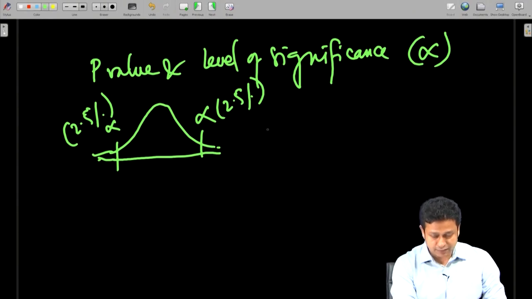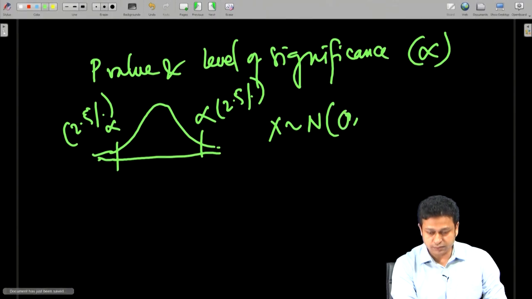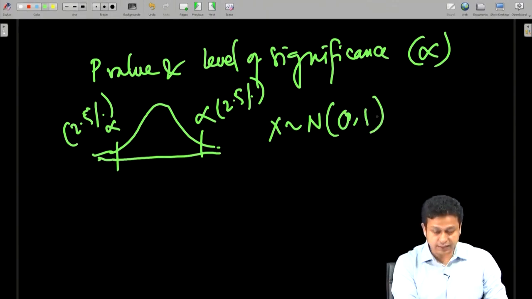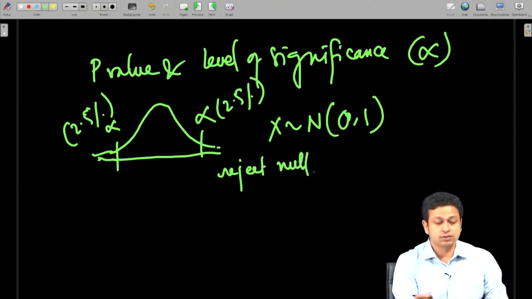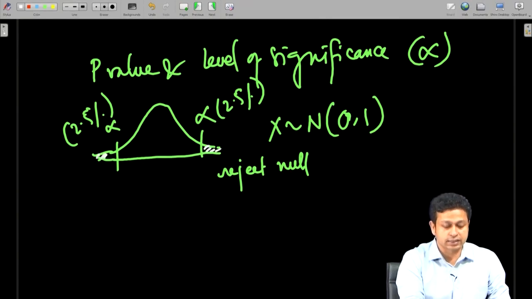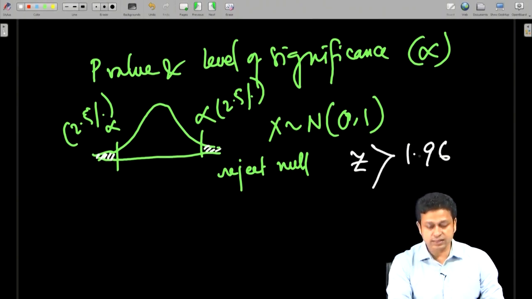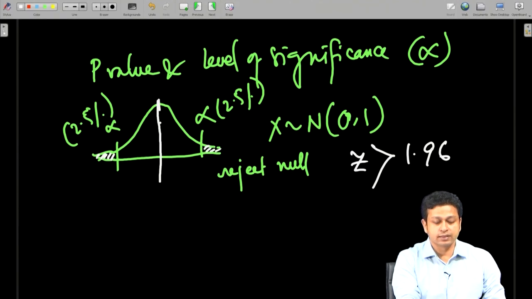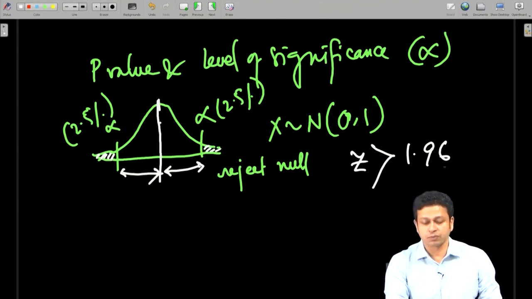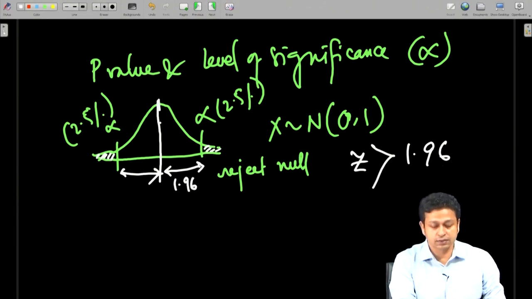And let us say we have a standard normal distribution, where x follows normal distribution 0, 1. So, we reject the null if my z is either here or there. We will say reject null if z is greater than 1.96. This is the value we have for this area. The standard deviation sigma is 1, and 1.96 sigma on both sides.